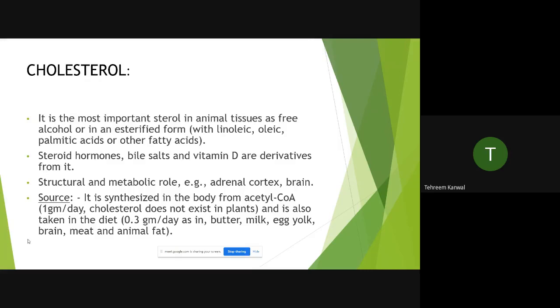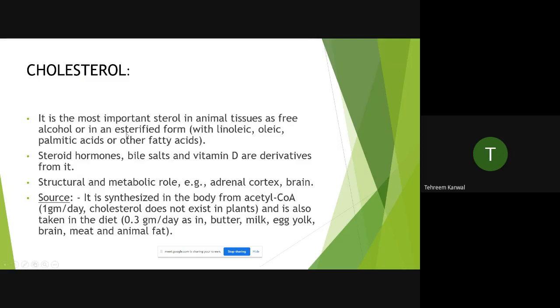The derived lipids include three major compounds: cholesterol, terpenes, and carotenoids. These three are part of the derived lipids, but here we will discuss more about cholesterol. Cholesterol is a very important sterol in animal tissue, as a free alcohol and in esterified form.